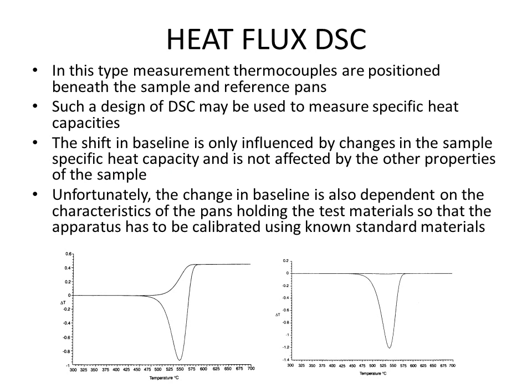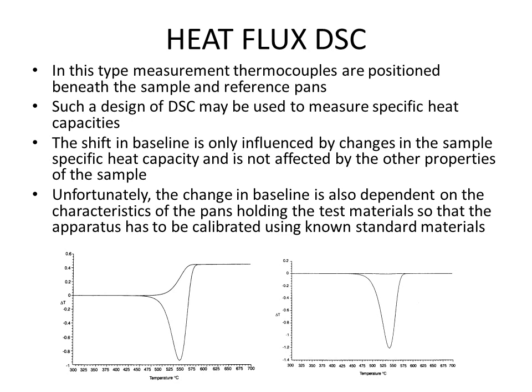So you can see here are the DSC curves. This one you can see here is the baseline, and this one is smooth. And in this curve you can see the baseline, but this is not smooth. This is going to vary. So this baseline is shifted from here to here. And the reason why this baseline is shifted is due to a change in the sample specific heat capacity, and not due to some other properties of the sample.